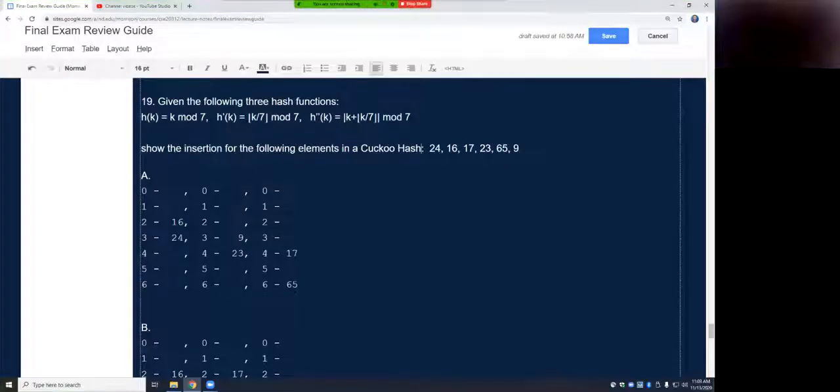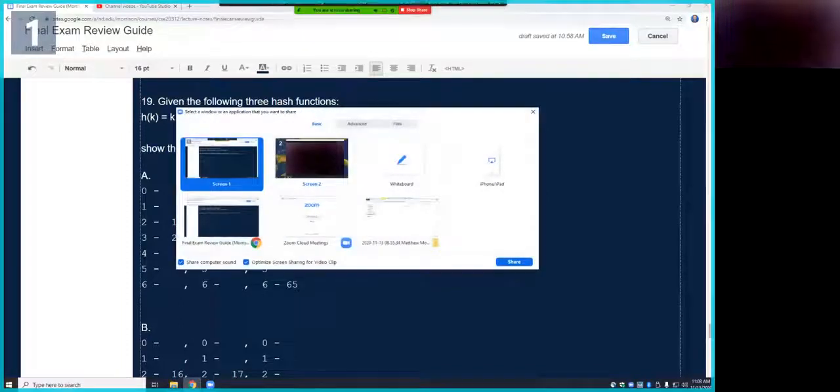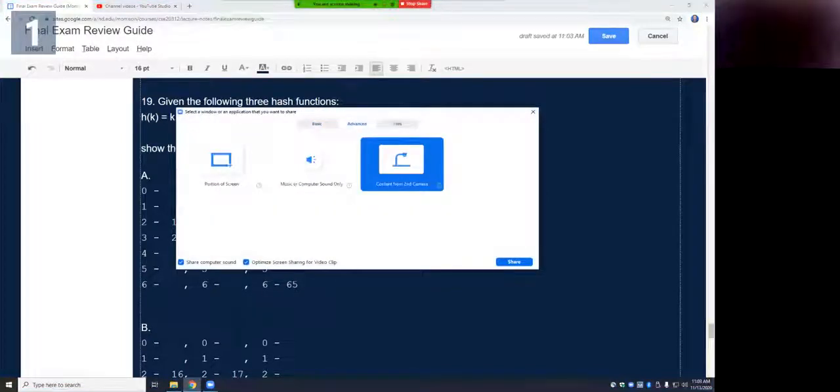Problem 19 states, given the following three hash functions, show the insertion for the following elements in a cuckoo hash: 24, 16, 17, 23, 65, and 9. So what I'm going to do is go to the document camera and work through this together.